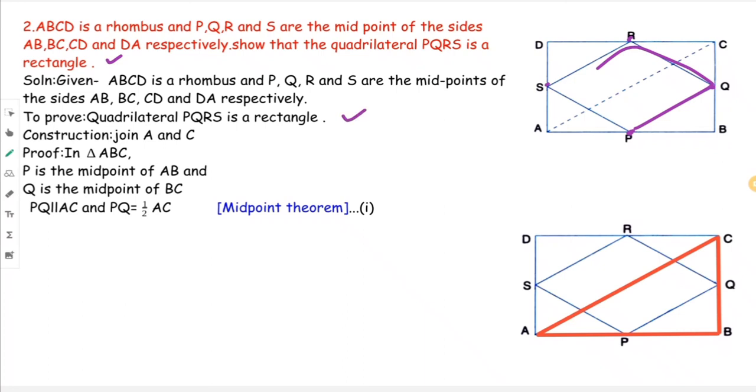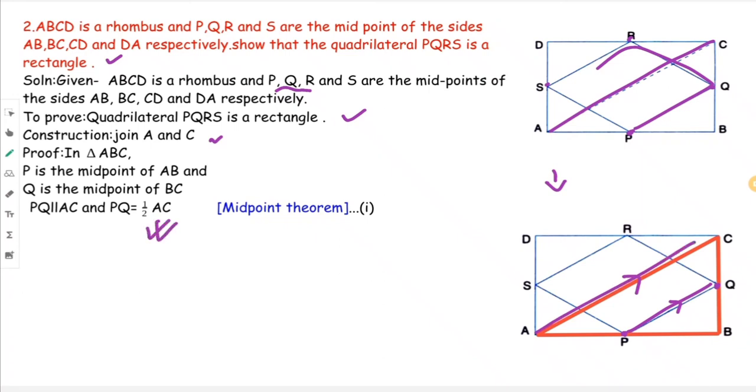For construction, what we will do is just join this AC, the diagonal. Clear? Now look here, we'll take one triangle after the other. So first in triangle ABC, the red ones. Can I say that P is a midpoint of AB and also that Q is a midpoint of BC? The question already gave us that. Then according to the midpoint theorem, can I say that PQ is parallel to AC and also PQ is half times AC? We can say.